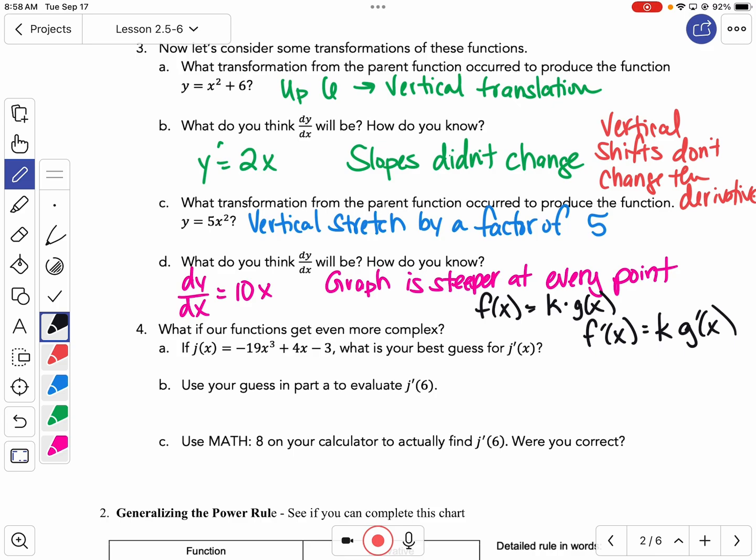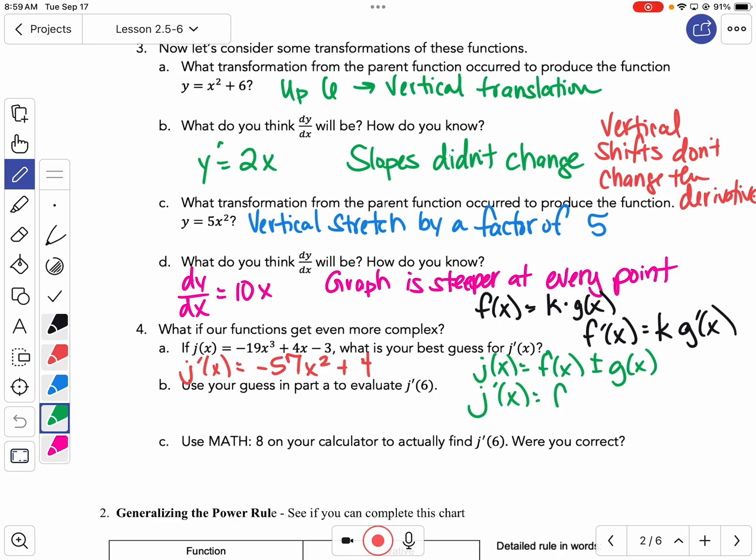That being said, let's move into 4. Here we've got multiple functions put together. What's your best guess for j prime? Negative 57 x squared plus 4. And here's why: if j of x is equal to multiple functions added together, let's say f of x plus or minus g of x, then j prime is just those individual derivatives added together.